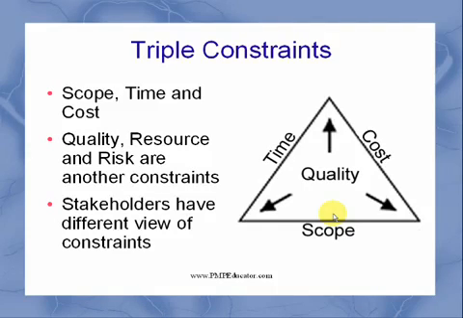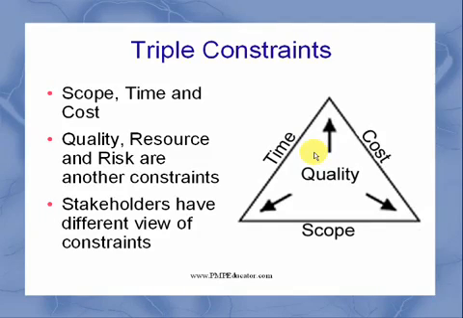So for example, if you want to change the scope of a project, then definitely it will increase or decrease the time based on the scope changes, and also it will increase or decrease the cost. Similarly, if you want to shorten the project, you decrease the time, then it will obviously reduce the scope, and also it might increase the cost or decrease the cost. And also with all these constraints, you have quality involved. The quality might be good or it might suffer.